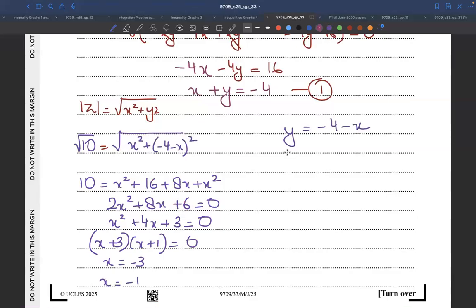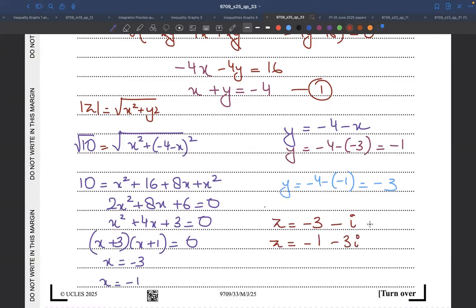Now when we take x equals minus 3, this will be minus 4 minus minus 3. Minus 4 plus 3 is minus 1. And when we take x equals minus 1, we'll get minus 4 plus 1, which is minus 3. So when x is minus 3, the complex number z will be minus 3 minus iota, because this is minus 1. And when x is minus 1, we'll get minus 1 and minus 3 iota. So these will be the values for the complex number z.